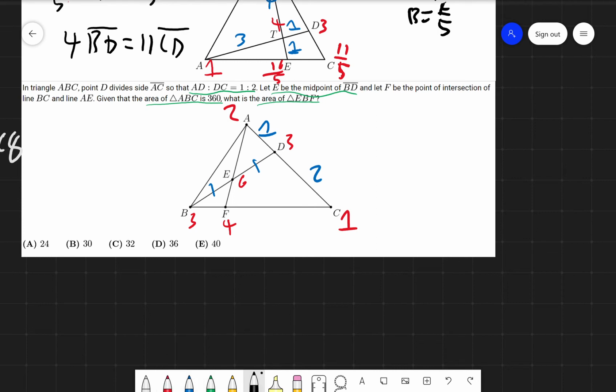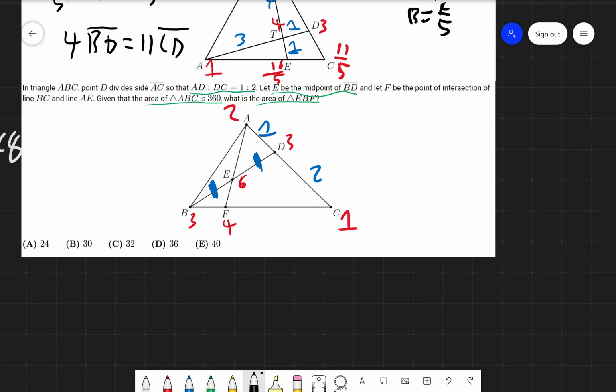Something good to know is that the altitude of ABC is the same altitude as triangle AFC and AFB. So now that's good to know, right? Cool. So yeah, now we can continue from there. Alright. Yeah, cool. So now we know that.